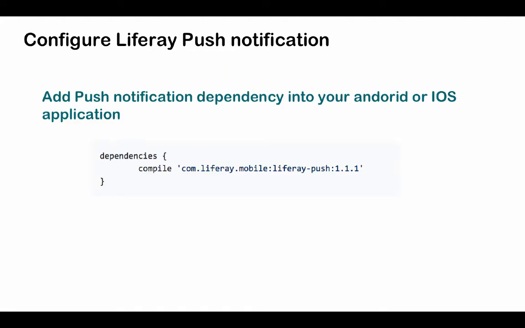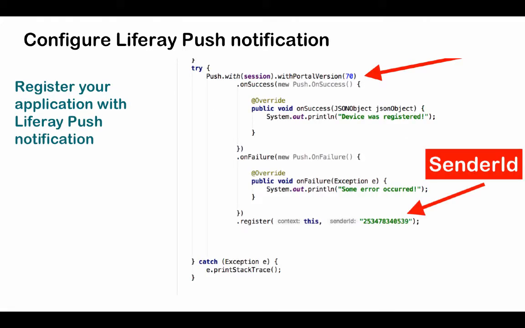Now it's time to configure your application. Add the dependencies for Liferay push notification in the build.gradle file. You can do that the same as we did with the Liferay Screens dependency in the previous videos. Your application needs to register with Liferay push notification. To do that, you will need to use this code during the starting of your application. Note that to register the application, you will need the sender ID that you got from the Firebase console at the beginning.